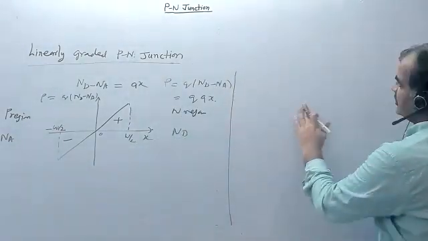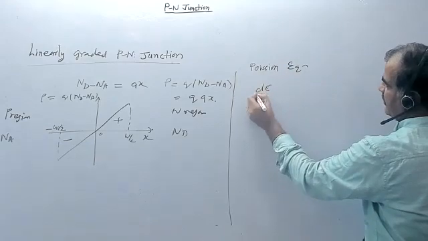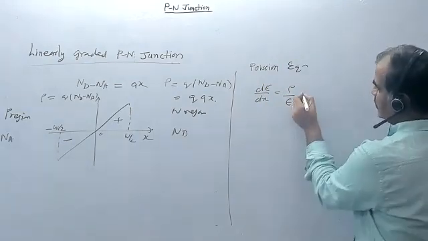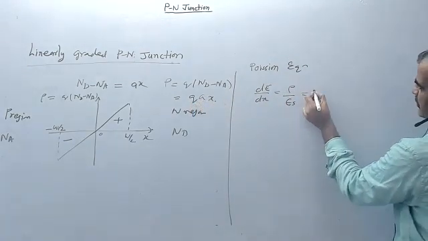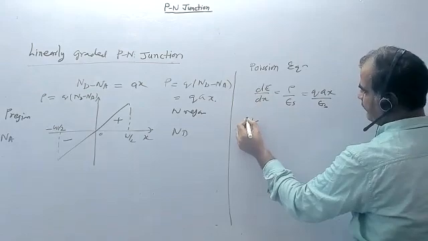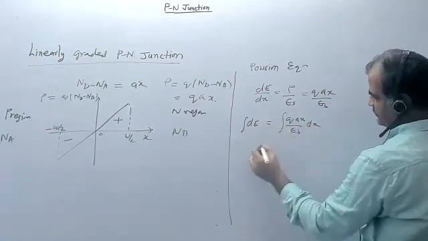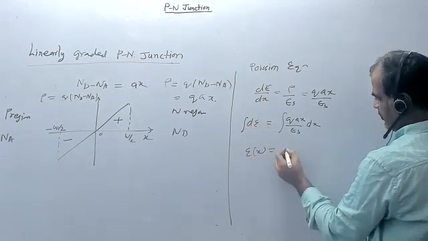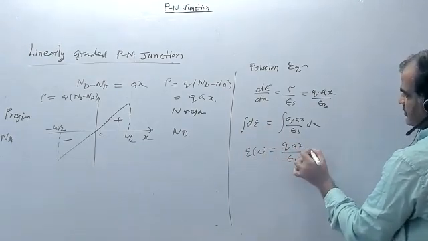Okay, so what is Poisson equation? Poisson equation: dE/dx equals rho by epsilon s. Now rho is given as qax. So dE/dx equals qax by epsilon s. If I integrate this, E will be equal to qax upon es dx, so E(x) is equal to qax upon es plus constant c.